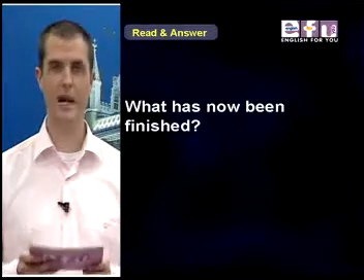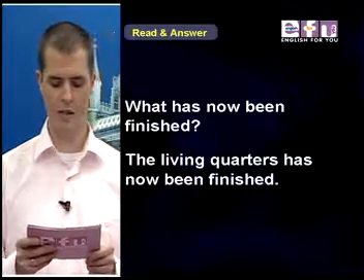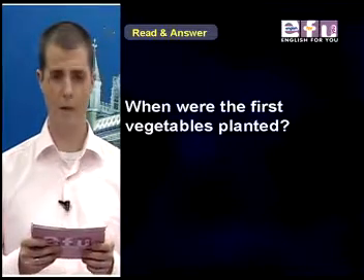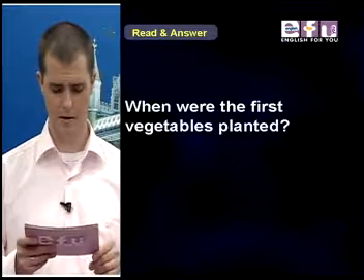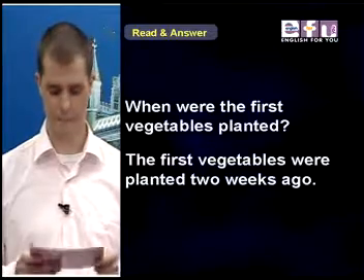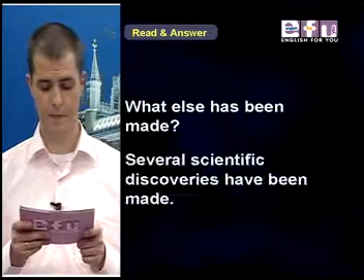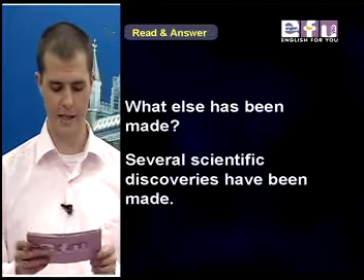Number 4. What has now been finished? The living quarters has now been finished. Number 5. When were the first vegetables planted? The first vegetables were planted 2 weeks ago. What else has been made? Number 6. Several scientific discoveries have been made.